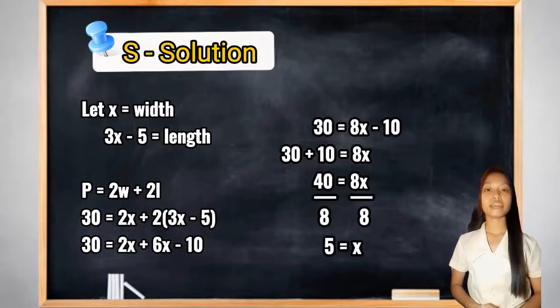Then divide both sides by the coefficient of the variable, which is 8. 40 divided by 8 equals 5. So x is equal to 5, meaning this is the width.